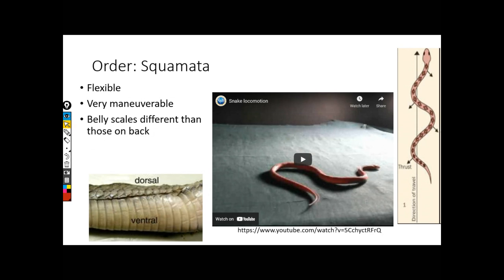So if we're going to move, and there's a couple of different techniques for movement with snakes, they're all based largely on one concept. We don't have legs, and so we need to get friction with the ground. Our scales are really the key to doing so. Remember, dorsal means back, ventral means belly. So my ventral scales are going to be key to my success here. We see with my ventral scales that they're all unidirectional. This is my head, and this is my butt.